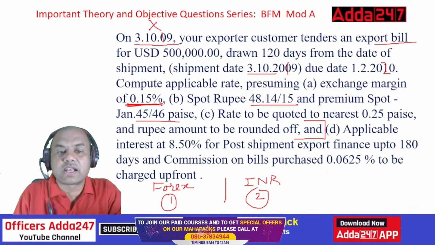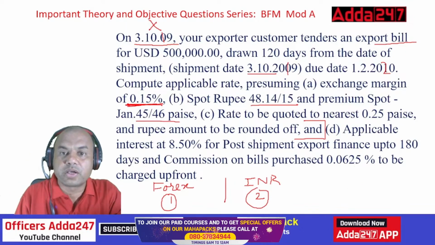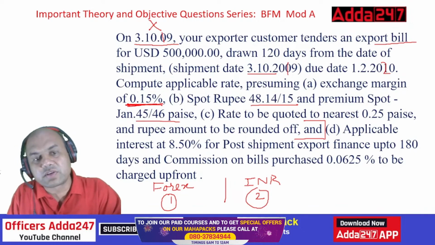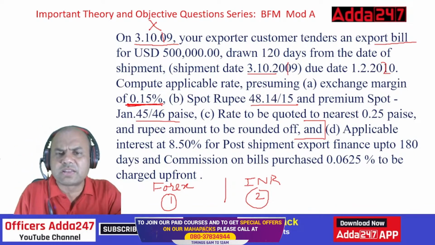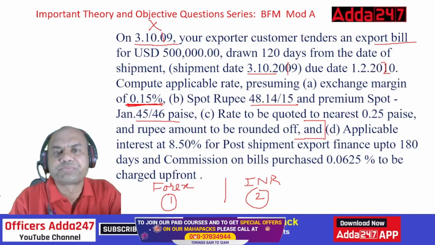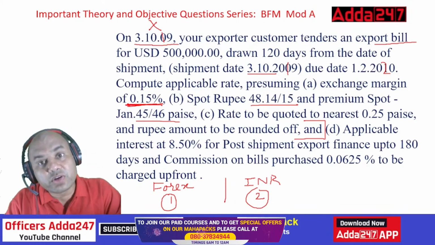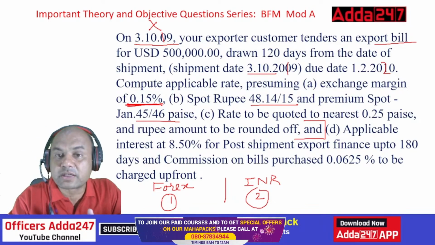Here, is there any rate given for February end? Right? So the February end rate is not given. Here, only January is given. Can anyone see this February rate?